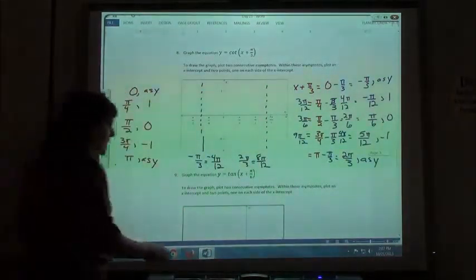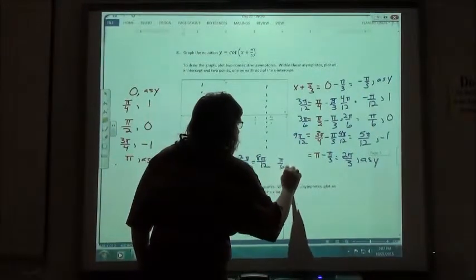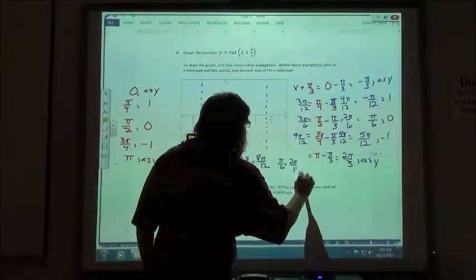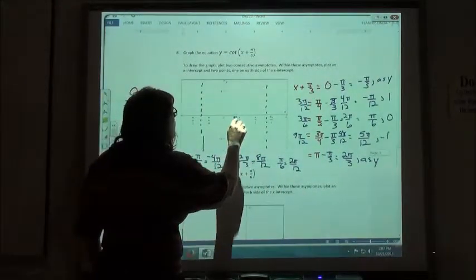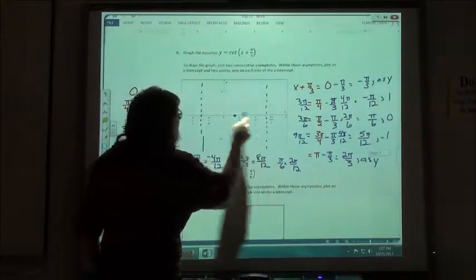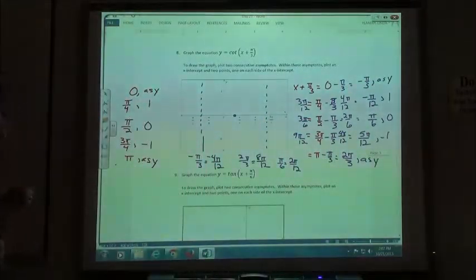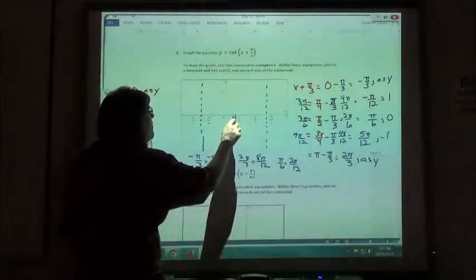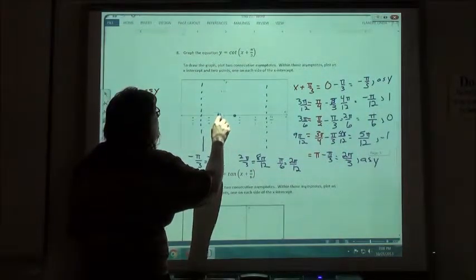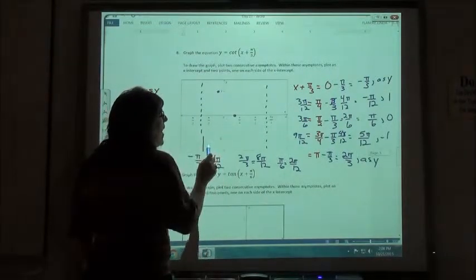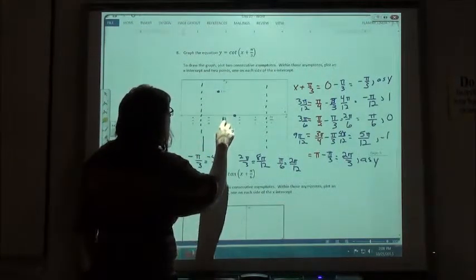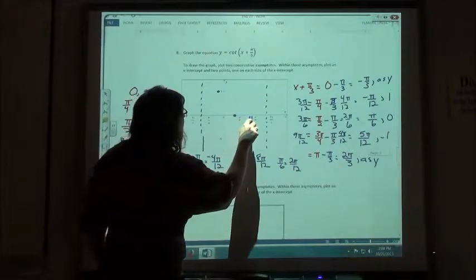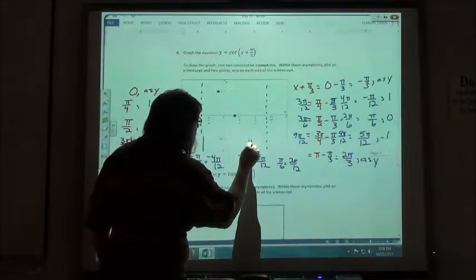Pi over 6 would be 2 pi over 12. So at 2 pi over 12, I should be at 0, halfway between each of my asymptotes. Looks like that's halfway between each of my asymptotes. At negative pi over 12, which is just back 1 mark, I'm up to 1. And at 5 pi over 12, 1, 2, 3, 4, 5, I'm down to negative 1.